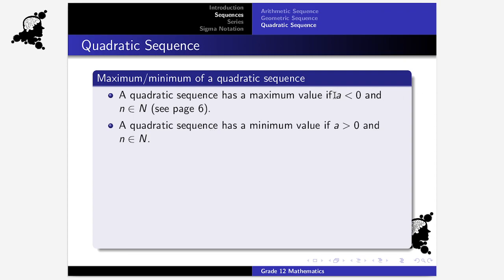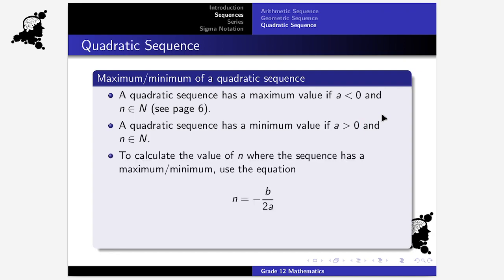So if the value of a is negative, your graph is concave down and therefore you've got a maximum value at the turning point. Then if the value of a is positive, your graph is concave up, you have a minimum value at the turning point. To calculate the value of n where the sequence is a maximum or minimum, we could use our normal turning point equation.